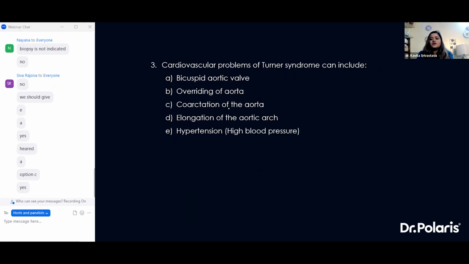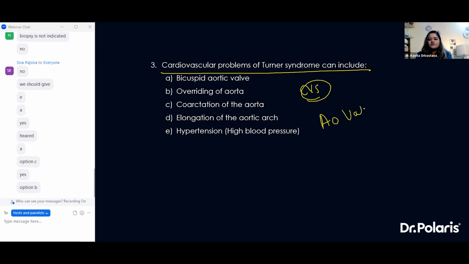Okay, very important question from Turner syndrome. What are the cardiovascular problems of Turner syndrome? So what all can happen as a cardiovascular problem in Turner syndrome? In the CVS, you should always remember the most important thing affected is the aortic valve. Option B, overriding of aorta, is that seen in Turner's? No, that is seen in TOF. We are talking about Turner syndrome. So in Turner, basically there is bicuspid aortic valve. Bicuspid aortic valve or coarctation of aorta is commonly seen in Turner syndrome. There can also be elongation of the aortic arch, which can result in hypertension.